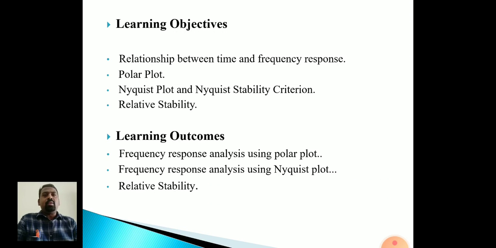So these are the learning objectives. The first one is the relationship between time and frequency domain, in which polar plot, Nyquist polar plot, Nyquist stability criteria and relative stability. And some of the learning outcomes are frequency response analysis using polar plot, frequency response analysis using Nyquist plot, and relative stability.